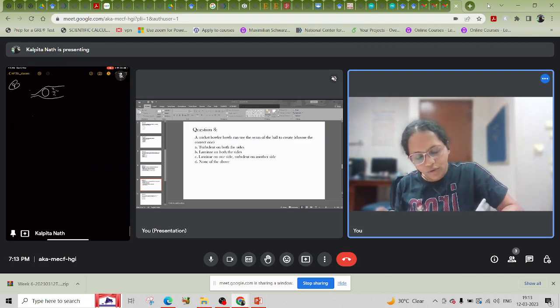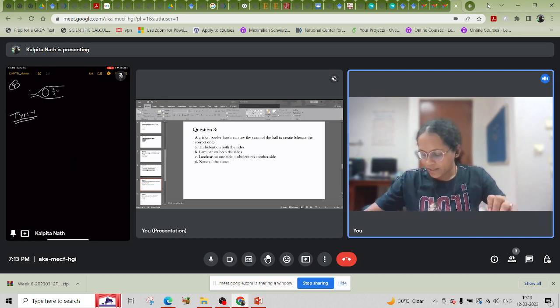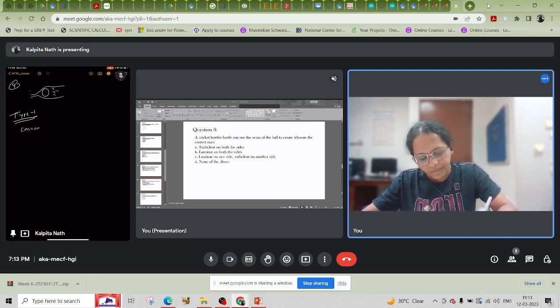Okay, so now the types of throwing. Type 1 is the conventional bowling.